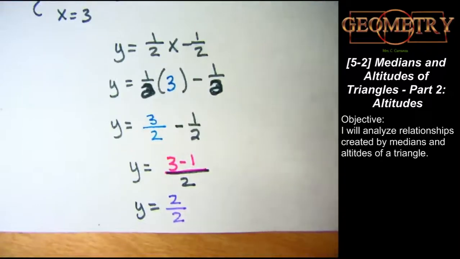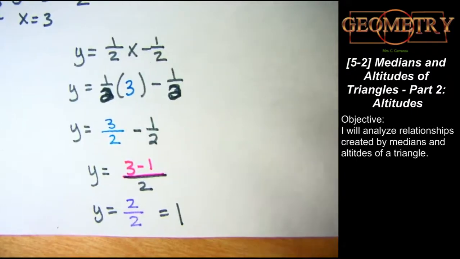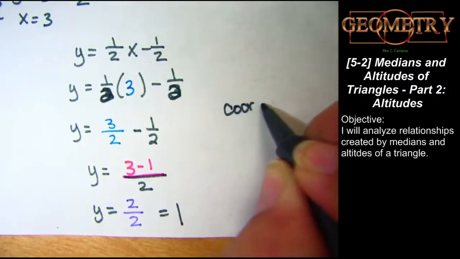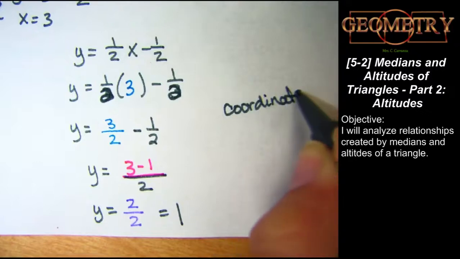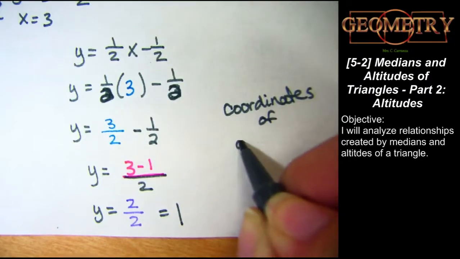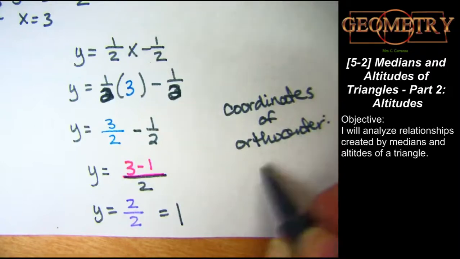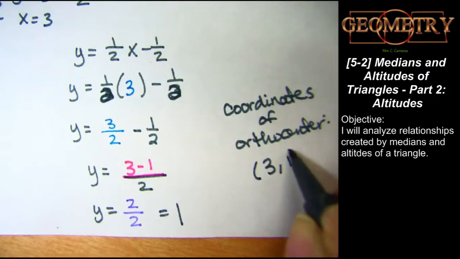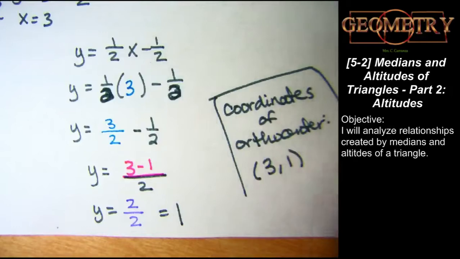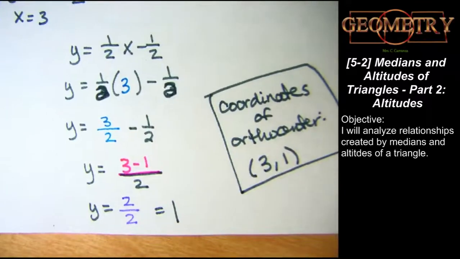And so y equals 2 over 2, or 1. And so your final answer would be coordinates of the orthocenter are 3, 1. And now you have all 5 points on your AP test question.